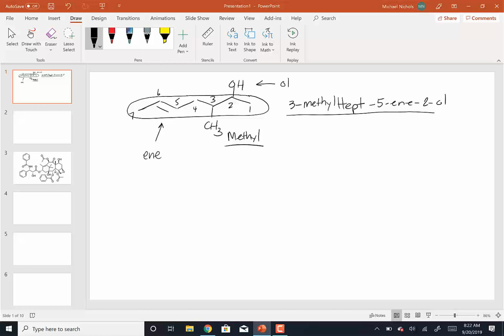And that relates to the double bond. Is there a stereochemistry that I can assign to that double bond? Again, what I'm going to have to do is put in the hydrogens there and there. If I put those hydrogens in, what is the stereochemistry of that double bond? It's going to be trans. So this is going to be trans-3-methyl hept-5-ene-2-ol.